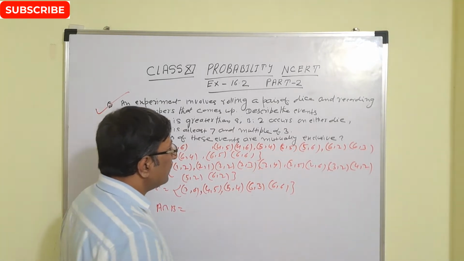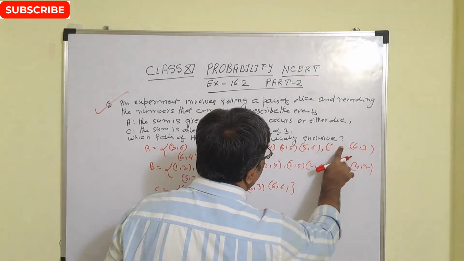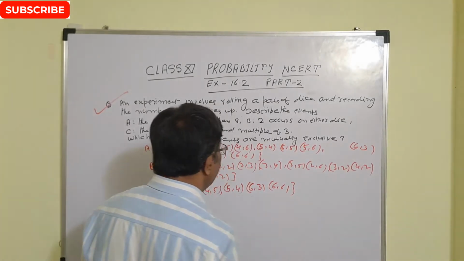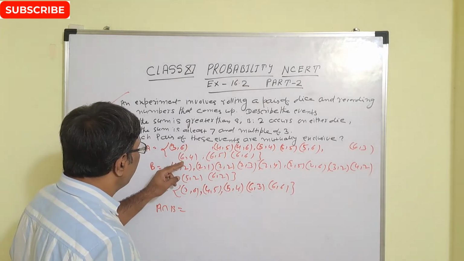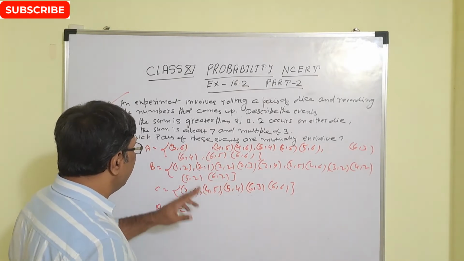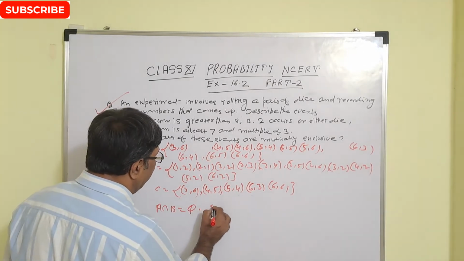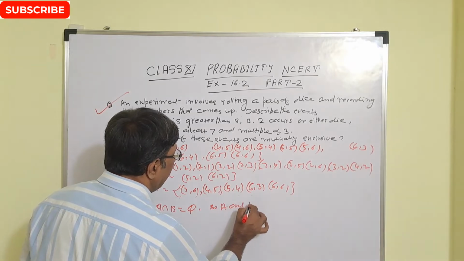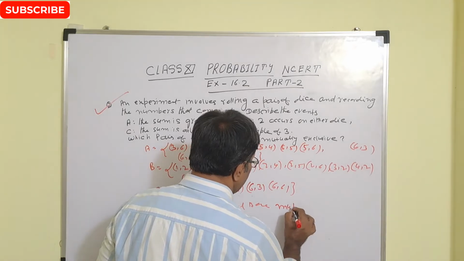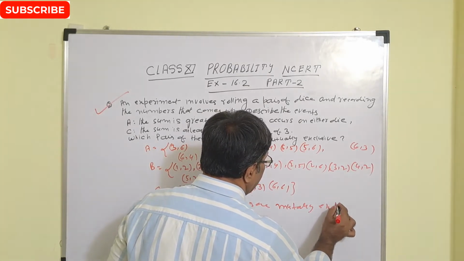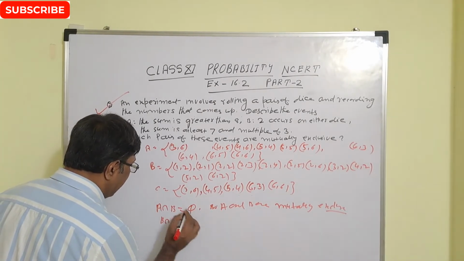There is a 6, 2. So 6, 2 is 8, but it is not a multiple of 3, so we will not take 6, 2. So 6, 2 and 6, 3 are not possible. In the same way 6, 4 not possible, 6, 5 not, 6, 6. So there is no common element, so the intersection is empty. So A and B are mutually exclusive.